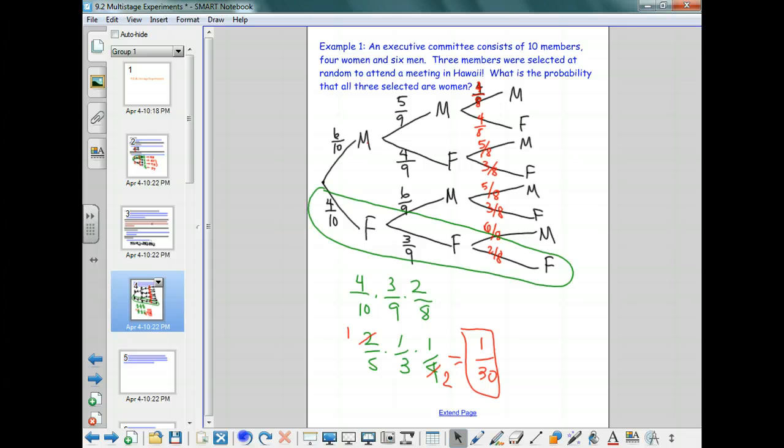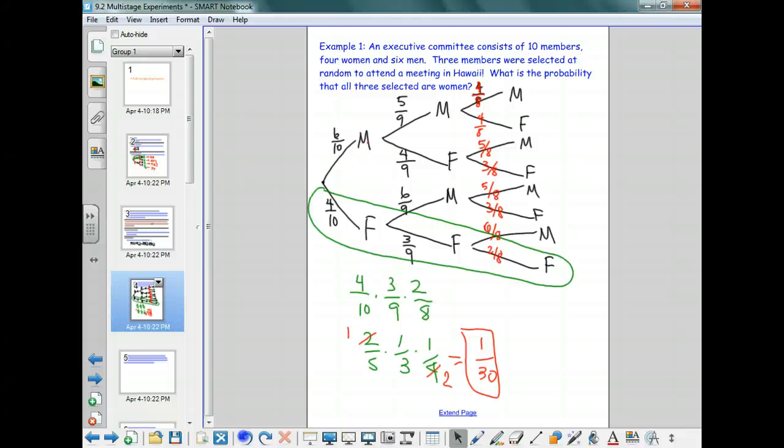If there is a 1 out of 30 chance all 3 people who go on a trip are women, and then you were asked, what is the probability there's at least 1 man? What could you do? Yeah, you could do 1 minus 1 over 30, right? All of the other options on this diagram have a man in it. So, again, one thing you could do is just do 1 minus the 1 over 30 and you get 29 over 30.